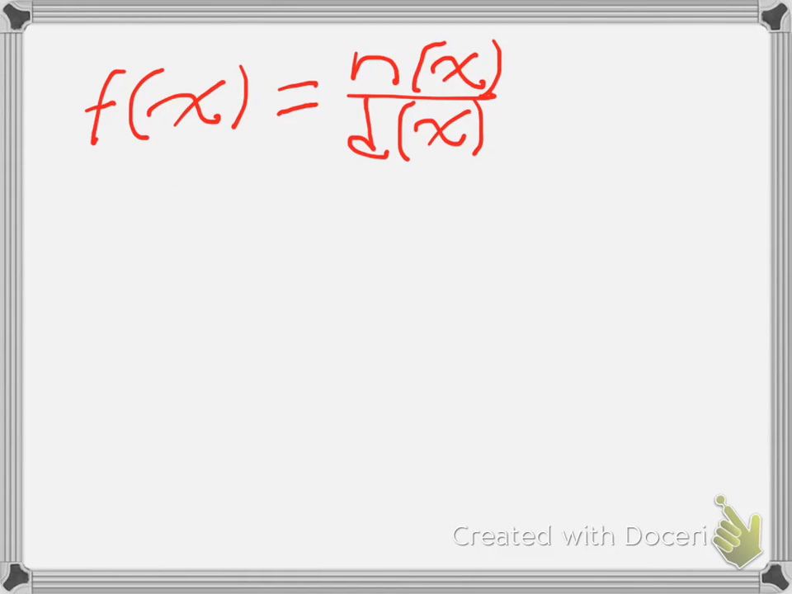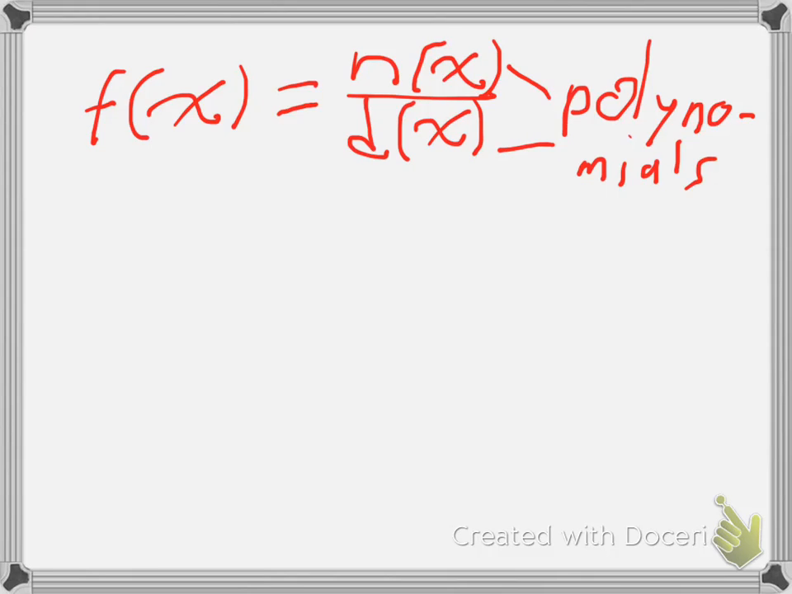So what is a rational function? Well, a rational function is defined as f of x equals n of x over d of x, where n of x and d of x are both polynomials, and d of x is not equal to 0. And that's a basic definition of a rational function. We'll see plenty of examples as we move along.